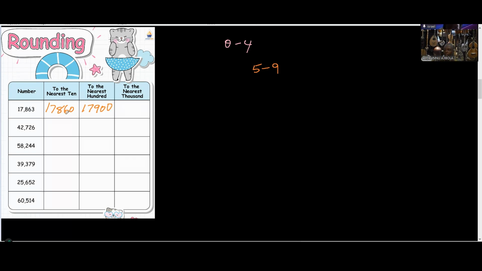And to the nearest 1,000, what's the number in the place value 1,000? 7. So what's the number after it? That's an 8 and it falls here again. So we change it and it becomes 18,000. So you have to take note of this. Then you're going to do the remaining ones for me. Is that clear?